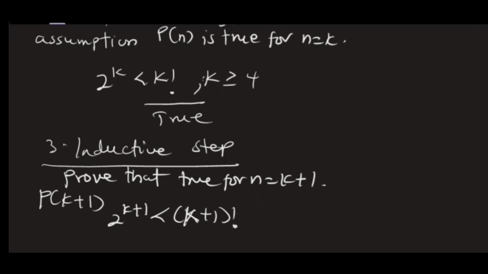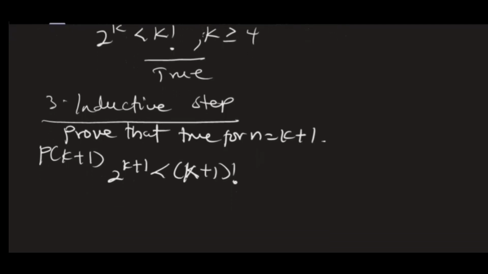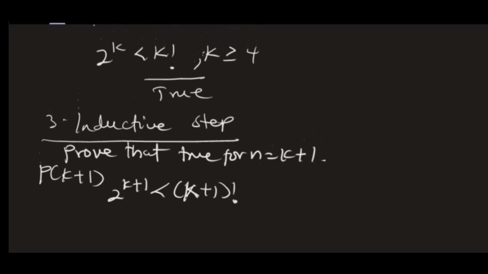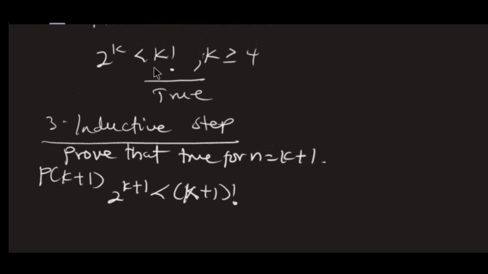In the inductive step, we make good use of the inductive hypothesis. From the hypothesis, we know that 2 to the power k less than k factorial is always true. For that reason, we have to modify this and see if the relationship is true. So this is the same as 2 multiplying 2 to the power k less than what? k plus 1 factorial.